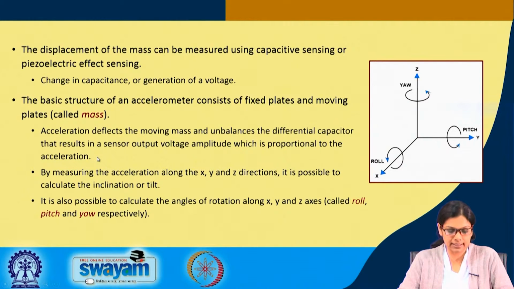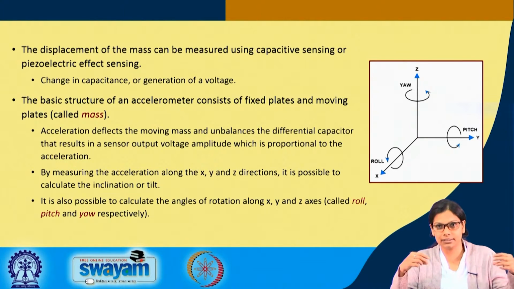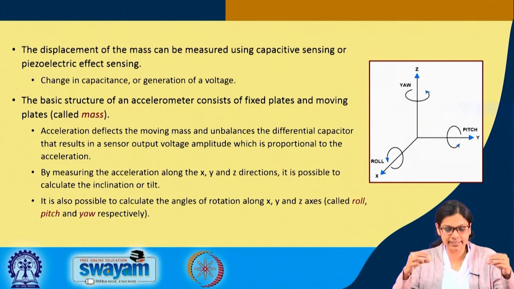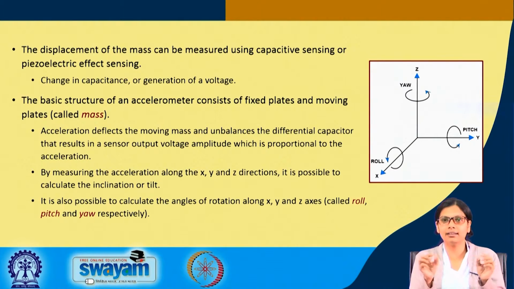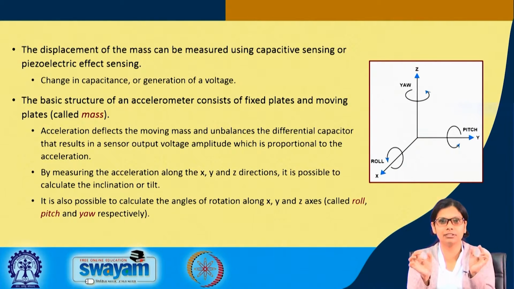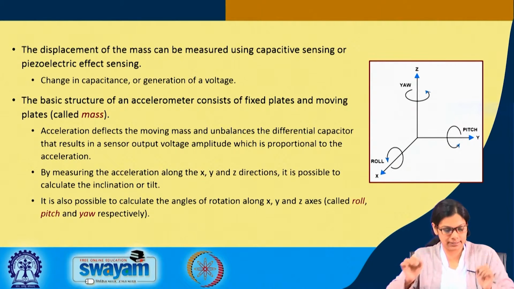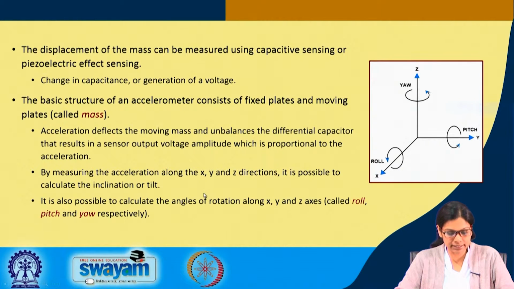What does it mean? Basically, there is a moving mass. When some acceleration is applied, this deflects the moving mass and unbalances the differential capacitor. So, in the two parts we will see that the moving mass in one part will come to one side, and in the other part it will come a little more to the other side. So, there is an imbalance in the mass. By measuring the acceleration along the x, y and z directions, it is possible to calculate the inclination or the tilt.